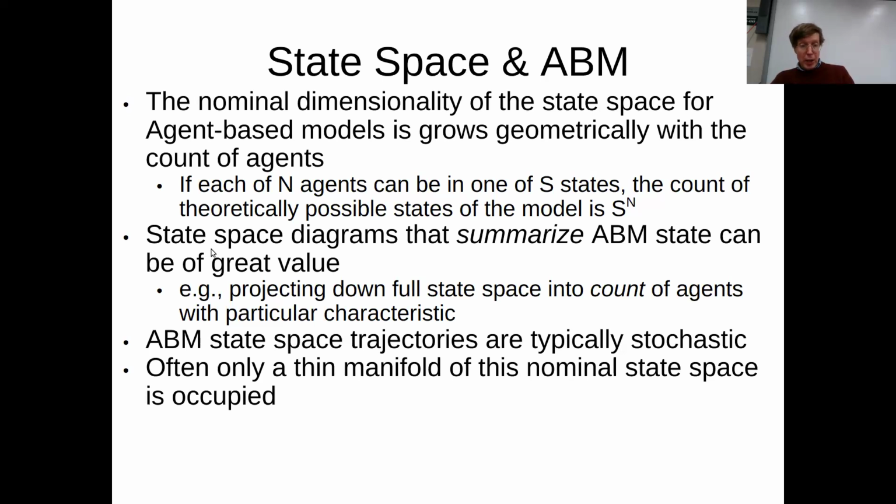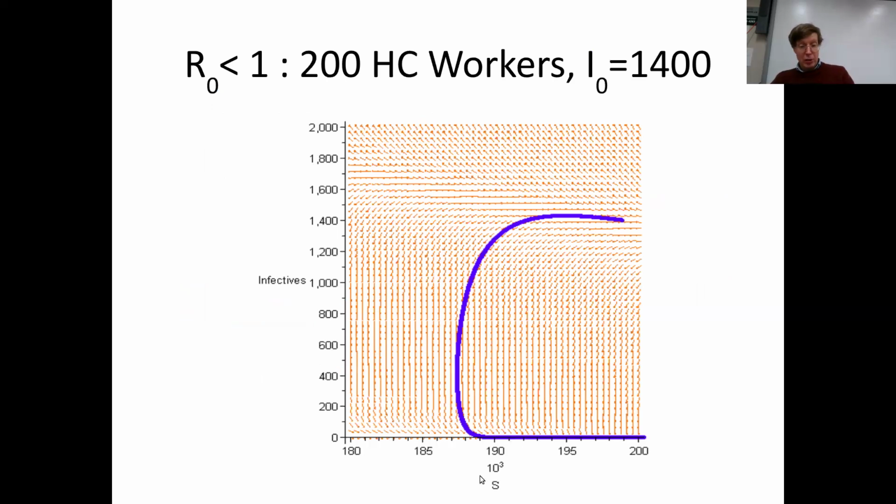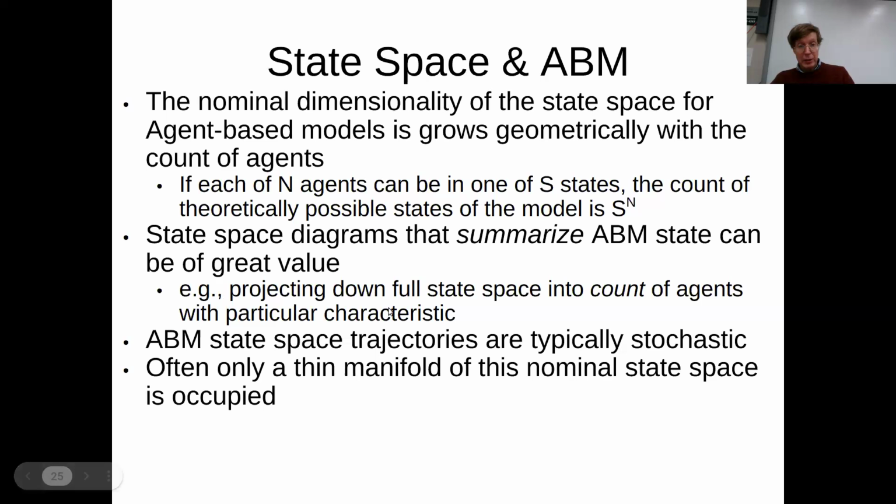So state space diagrams here don't depict the complete state of the system. It's not like we could show the number of infectives here, the number of susceptibles here, and have a complete description of the state of the system. But we will use, to great effect, with great power and insight, state space diagrams that summarize agent-based state at any one time, where we may, for example, project down the full state space of agent characteristics to a count, say, of those infected or those susceptible.